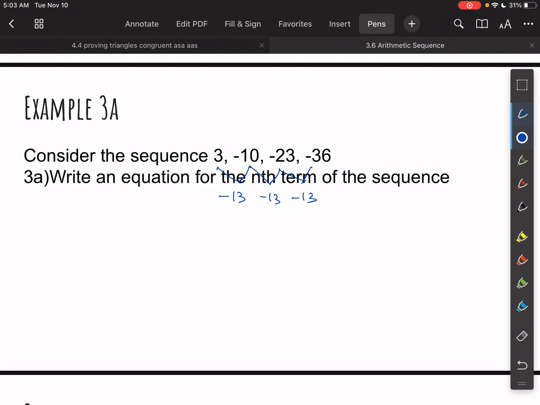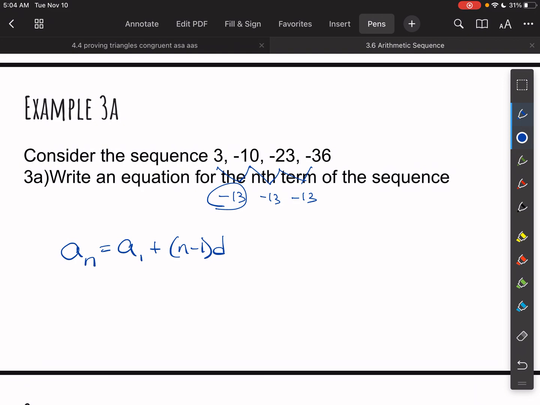Okay, so this is a negative d value of 13. It says write an equation for the nth term. The nth term would be this: a sub n is equal to a sub 1 plus n minus 1 times d. Remember that this is our nth term equation, which you need to memorize and start getting used to.